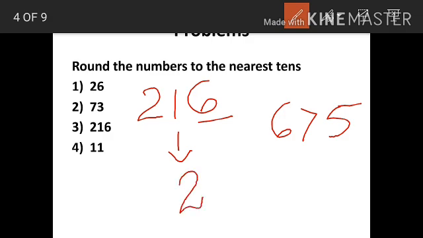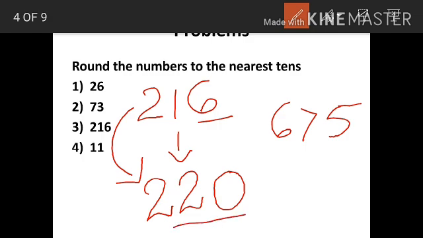Then we have to put 0 in the ones place and write the digit at hundreds place as itself. So we'll write 2 here. So when we are rounding off 216 to the nearest 10, we get the answer as 220.